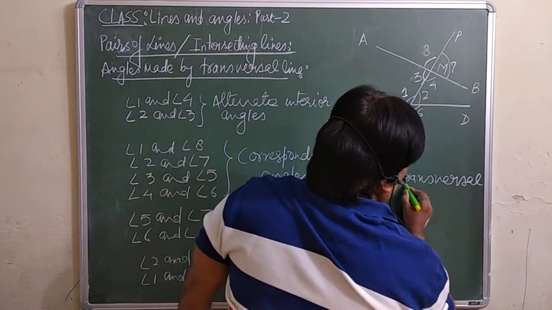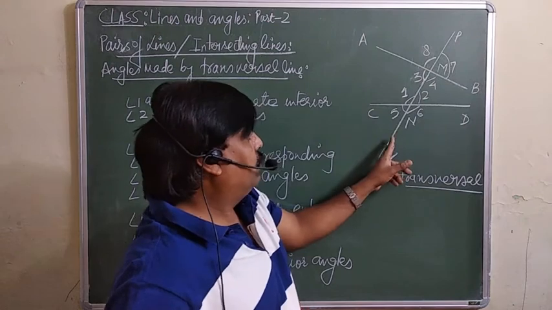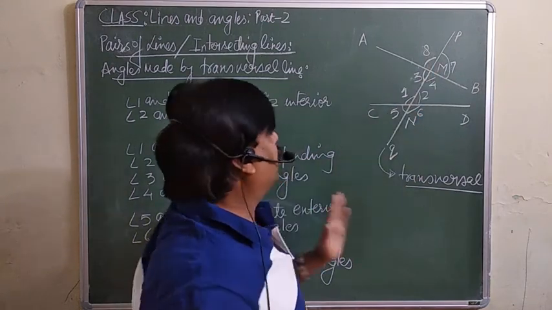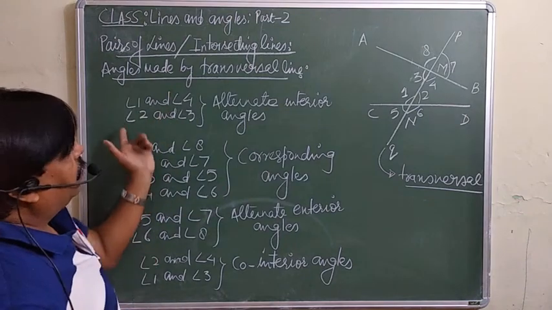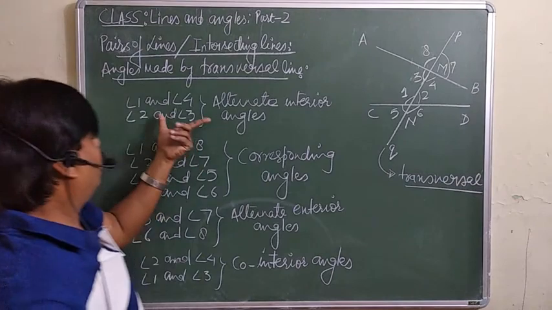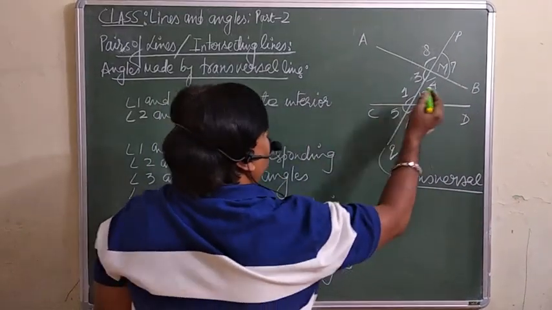Right now we are going to discuss, if two lines are intersected by a third one, what are the names of these angles? First we are going to discuss the names. Later on we will take the case where these two lines are parallel, and see what the relation among these angles will be. पहले हम केवल नाम डिस्कस कर रहे हैं, इनको क्या बोलते हैं.